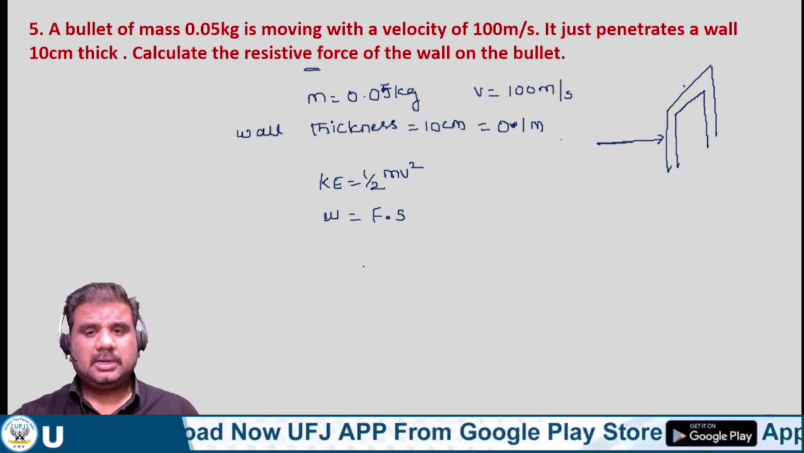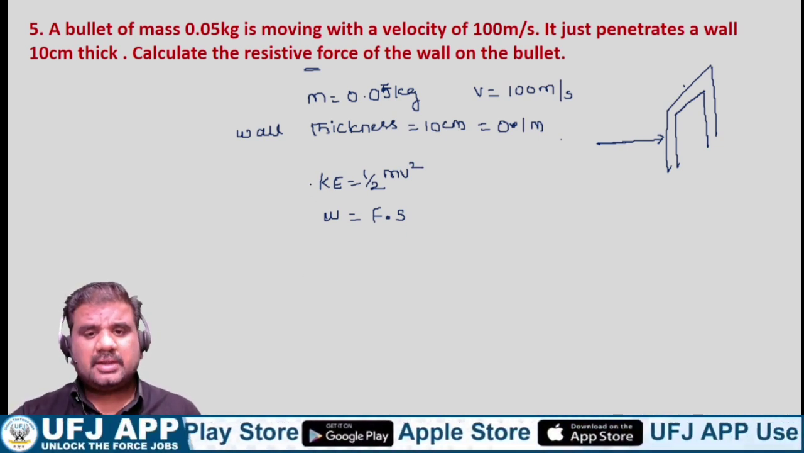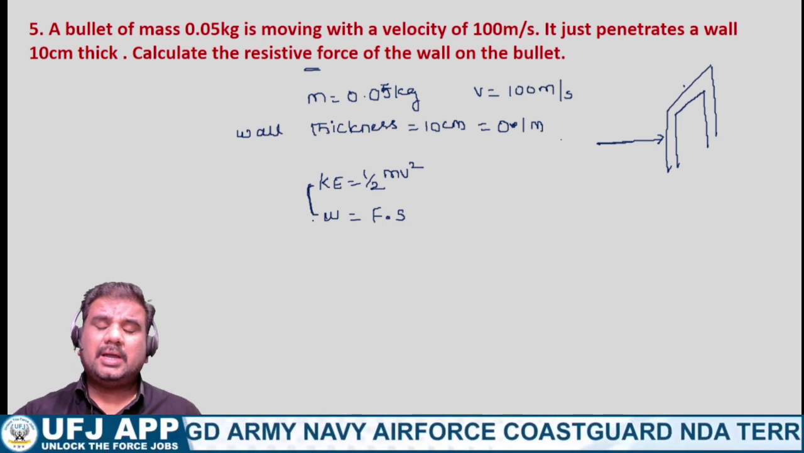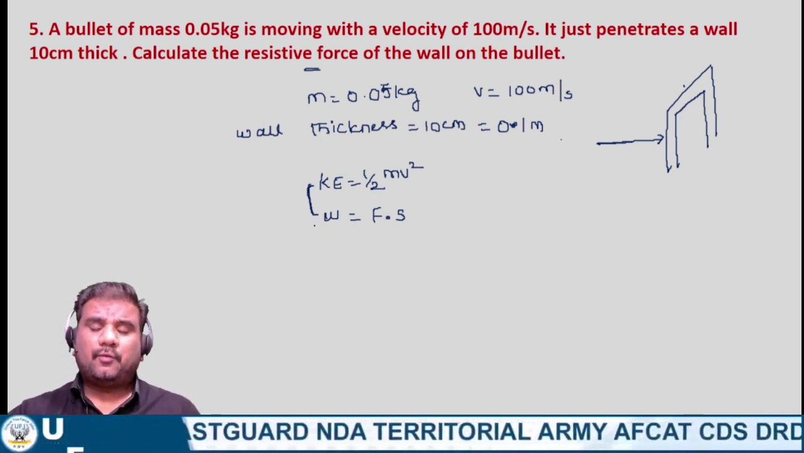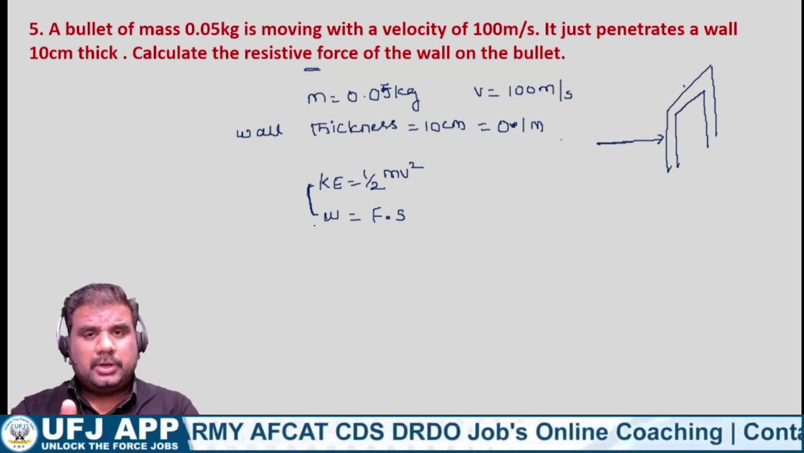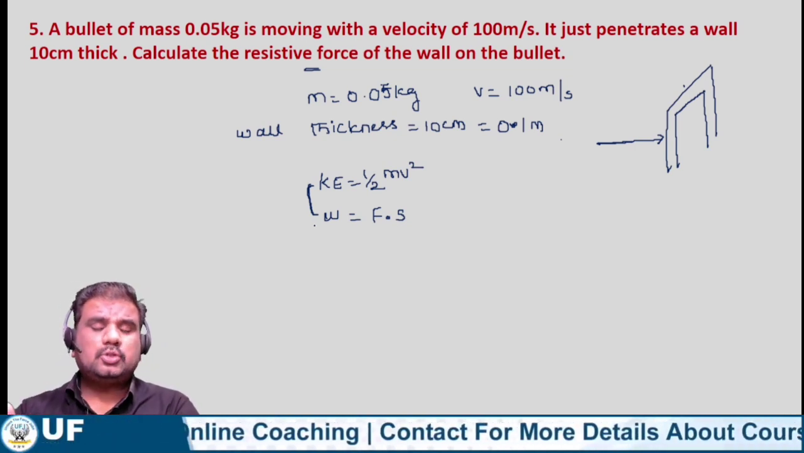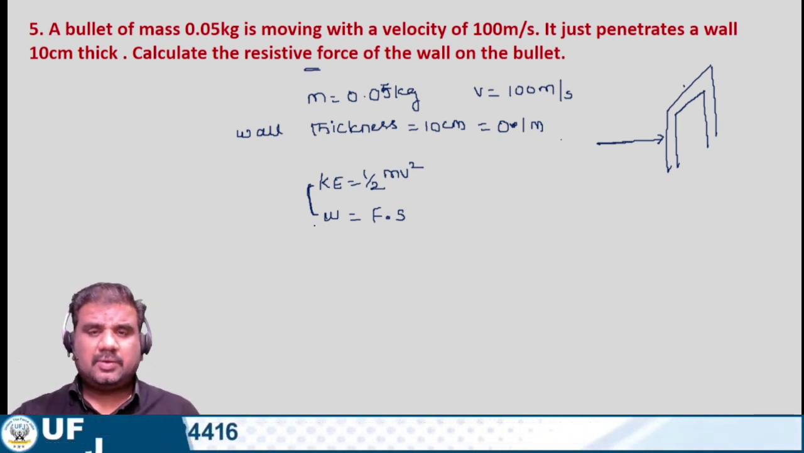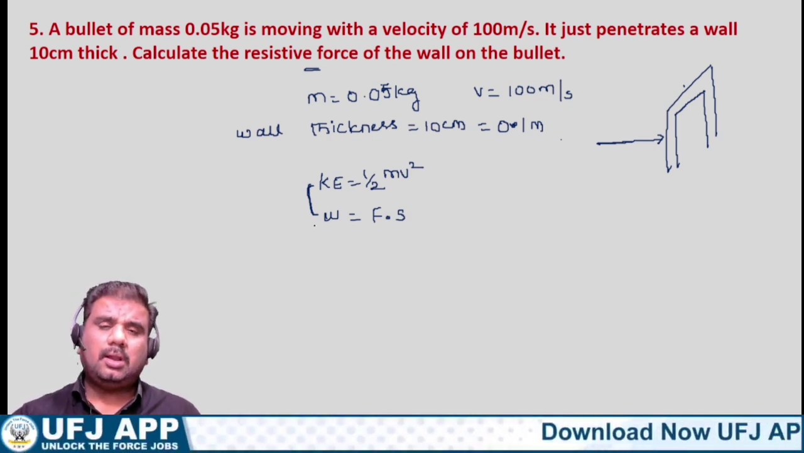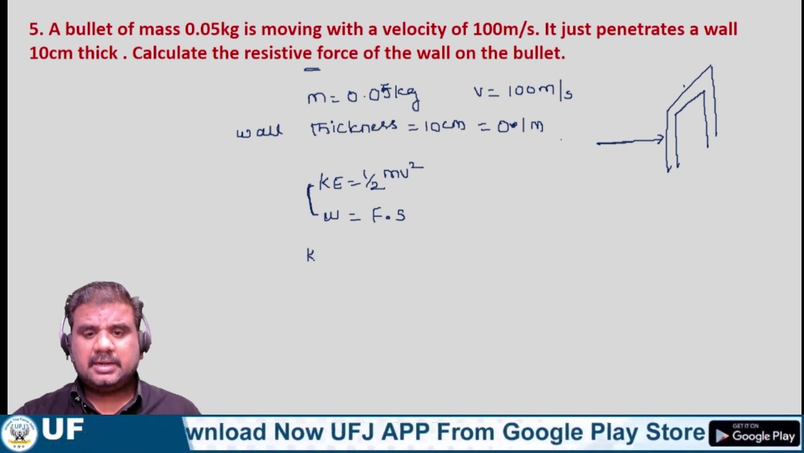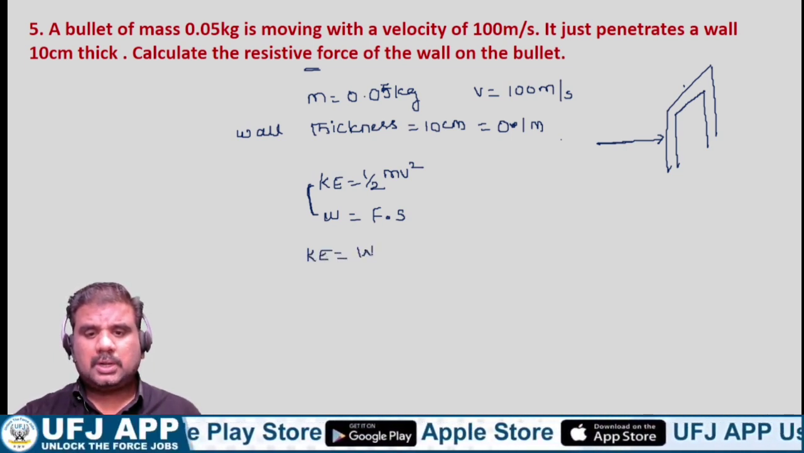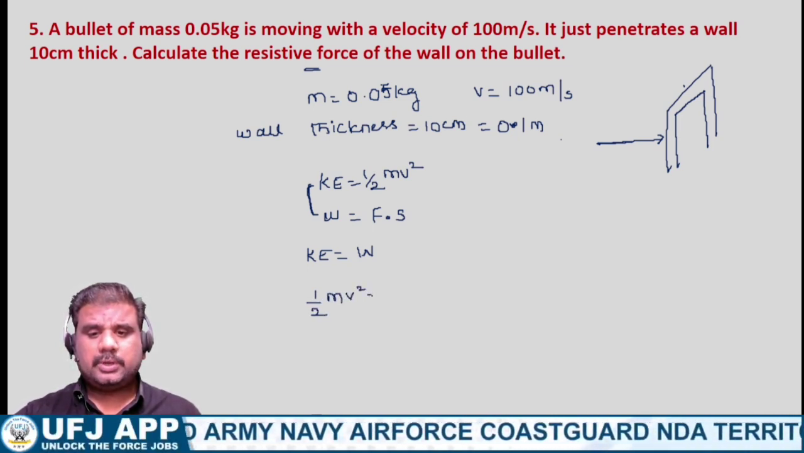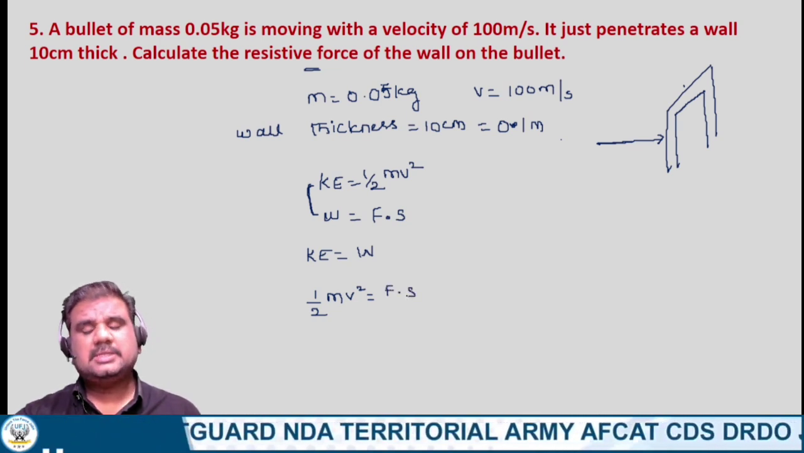So here in this particular case, the amount of kinetic energy of the bullet and the work done both will be equal. Why? Kinetic energy of the bullet becomes work, because the bullet is coming to a stop. So the kinetic energy of the bullet is converted into work. It is the amount of work that is done by the wall, right? That is the reason why kinetic energy will become equal to work done. So what is the kinetic energy? Half into m into v square equal to force into displacement, right?